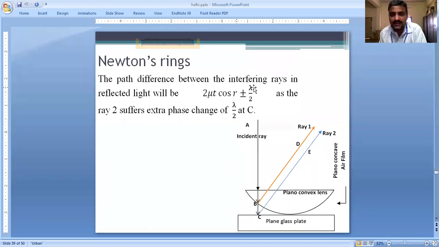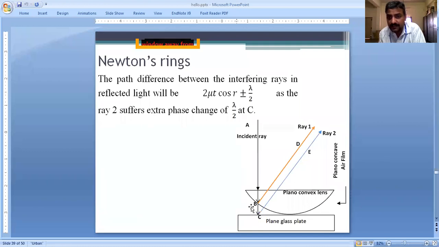Fine. So at that particular point, the path difference created between the two rays was just 2 mu t cos r. This is the geometric path difference, plus or minus lambda by 2, I have added, because if you pay attention here, the ray from B is coming from a relatively rarer boundary, relatively rarer.